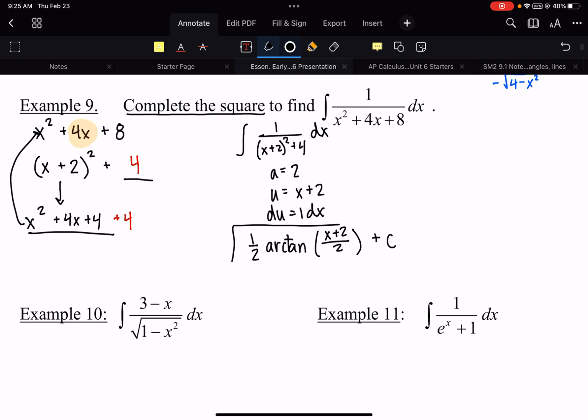So completing that square allowed us to put that polynomial in a form that we could use the arcsine or the arctangent for.